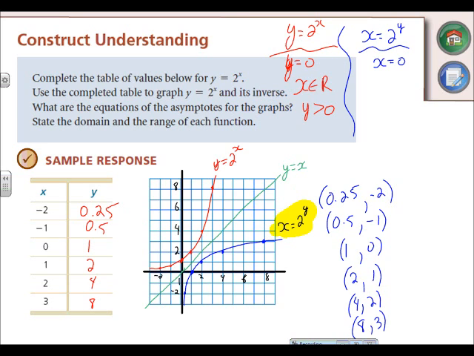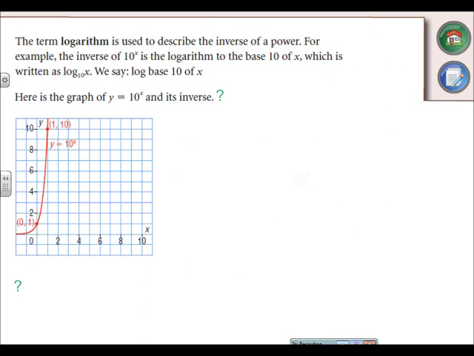Our domain and our range switch. So our domain originally was x is an element of the reals. Our range is now y is an element of the reals. Just switch the x's and the y's. Our range was y is greater than 0, so our domain is x is greater than 0 now. So if you struggled with any of that inverse information, please look back at your 3.5. That's where we did inverses.